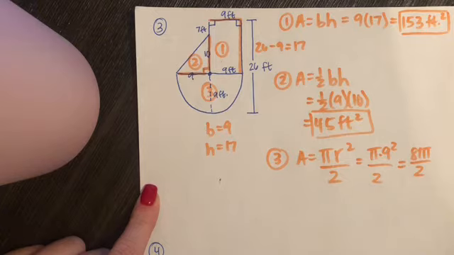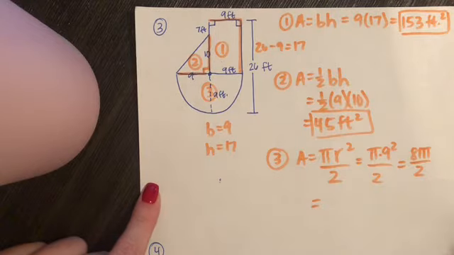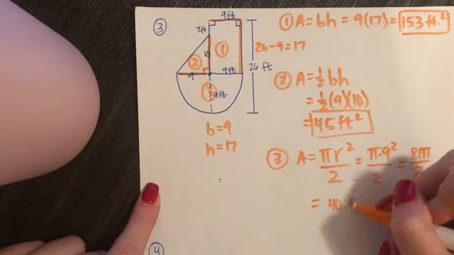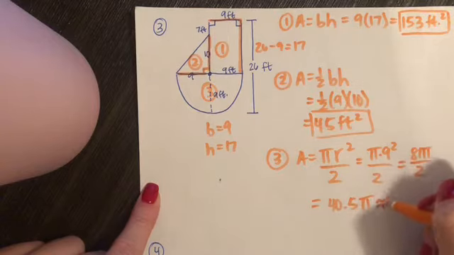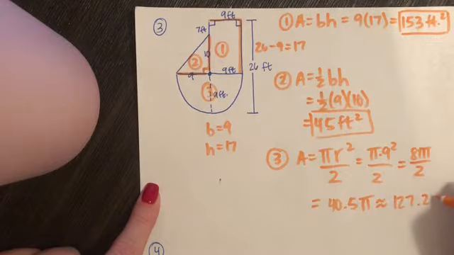If we want to, we can leave this in exact form. If we leave it in exact form, that's going to be, let's see, 81 divided by 2, that's 40.5 pi. Or if you want to approximate, punch this in your calculator. And it's 127.23 feet squared.